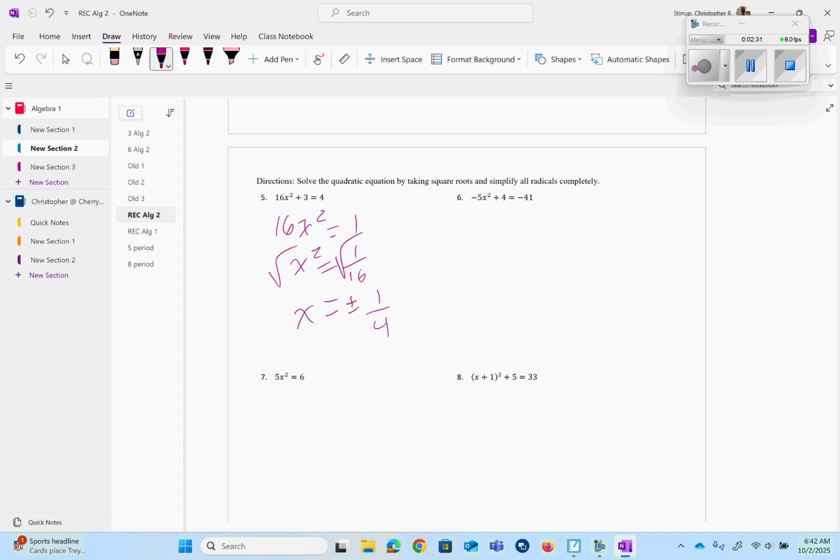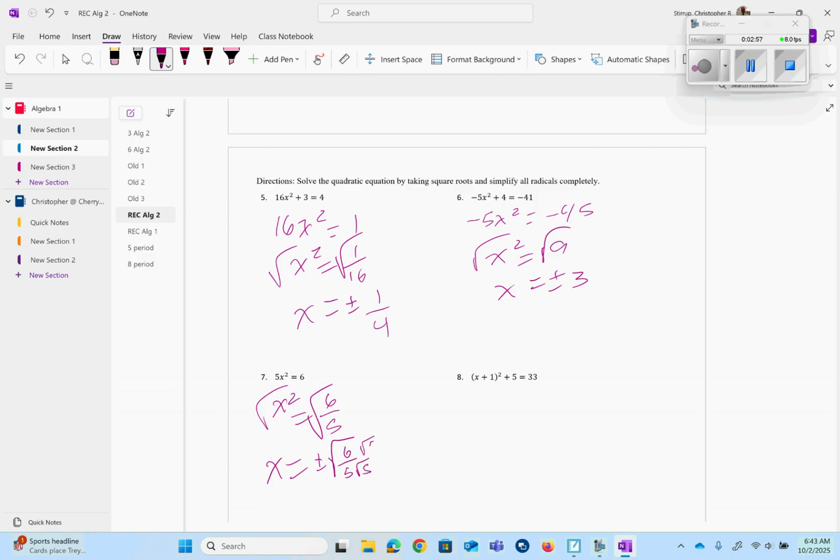For number 6, we're going to subtract 4 from both sides first. So that's going to give me negative 45. Divide each side by negative 5. So that's positive 9. So I'm going to get x equals plus or minus 3. Let's divide both sides by 5 on this one first. Square root of both sides. So I'm going to get plus or minus root 6 over 5. Let's multiply top and bottom by root 5. So that's going to give me plus or minus root 30 over root 25, which is 5.